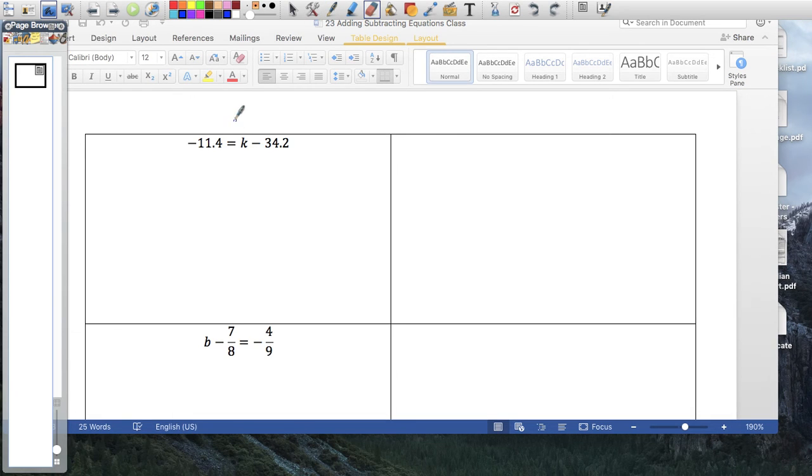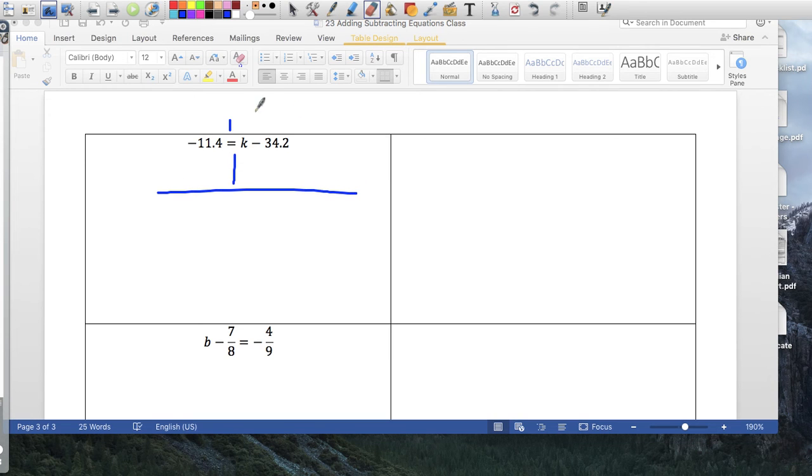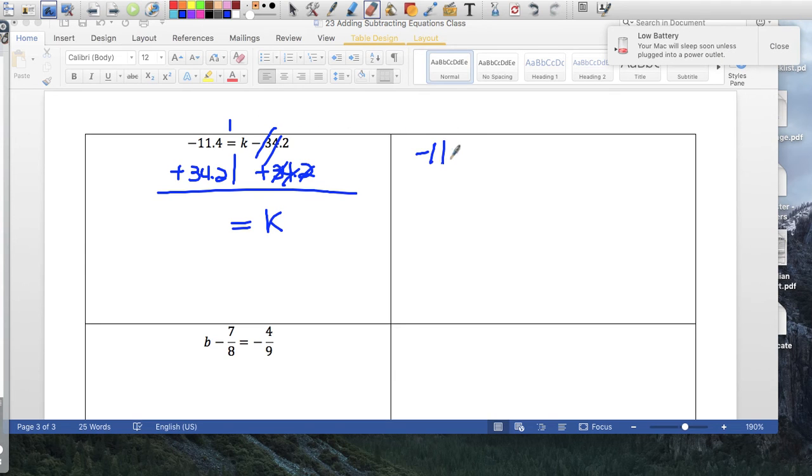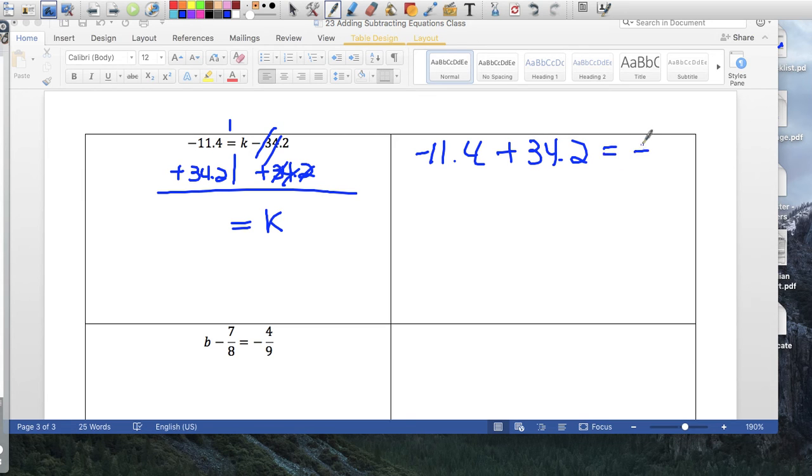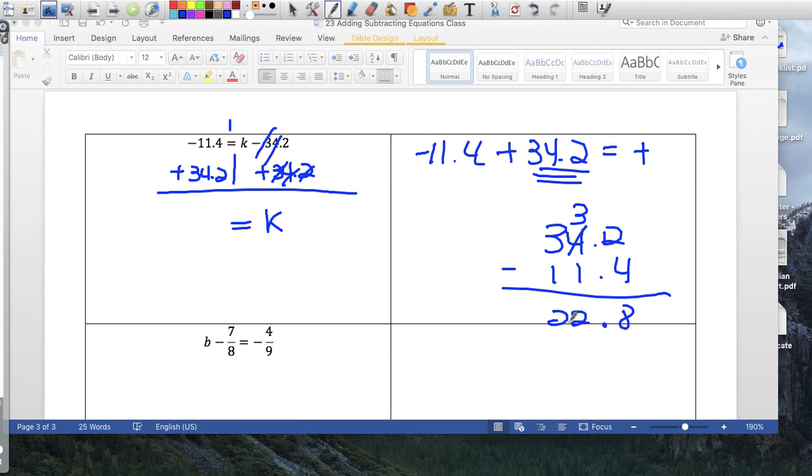So over here, draw a line, draw a line. The inverse here is plus 34.2. This is plus 34.2. This one goes away, right? So we have k equals negative 11.4 plus 34.2. There's more positive, so my answer is going to be positive, right? So I'm going to subtract in this case. 4 is 3, this becomes a 12. 12 minus 4 is 8. Decimal, 3 minus 1 is 2. 22.8. So k equals 22.8.